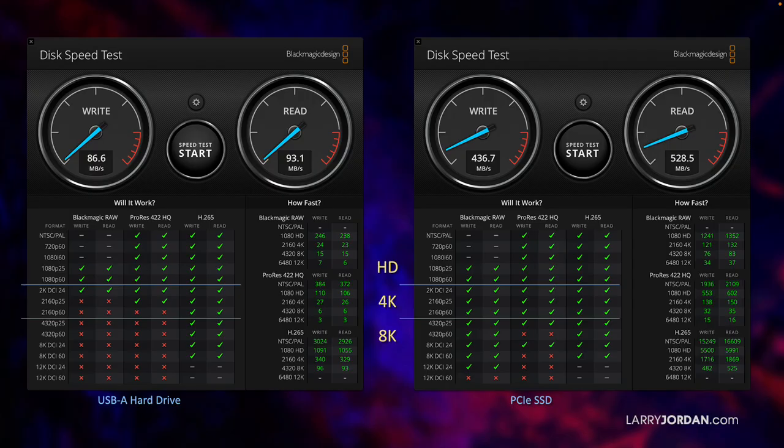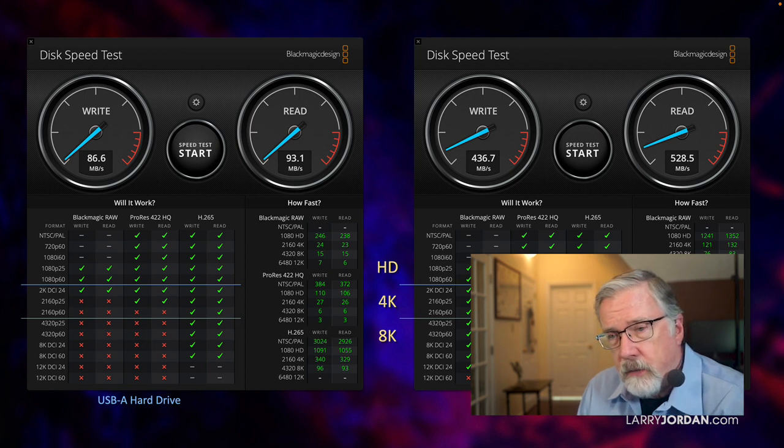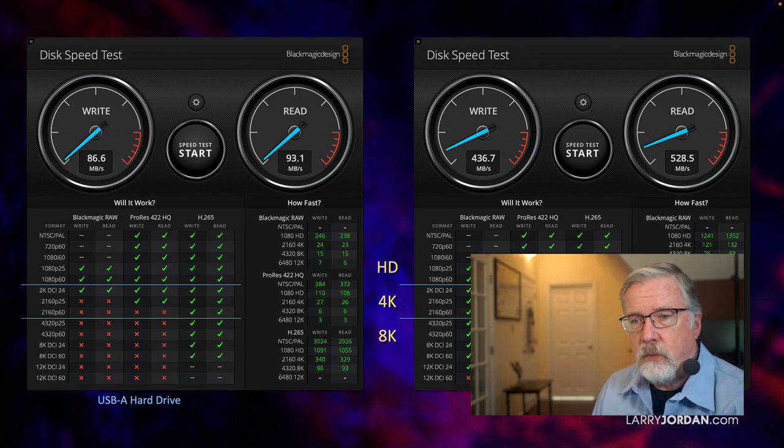I did a study recently using Blackmagic speed test. On the left are the results of a slow USB-A connected hard drive, less than 100 megabytes a second. And yet, even though the speeds are that slow, if you look on the table below, the green check marks indicate those frame sizes and frame rates and codecs that can be successfully played at that speed. And everything above the blue line is HD. Between the blue and green line is 4K, and below the green line is 8K. And even though the hard drive is less than 100 megabytes a second, it edits every format of 720 and 1080 video.